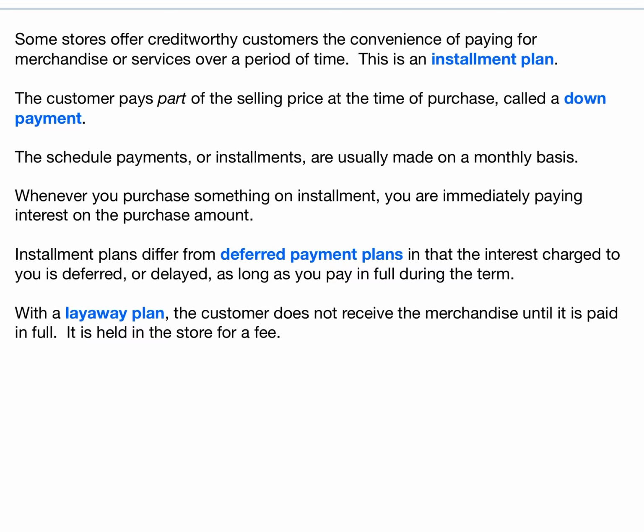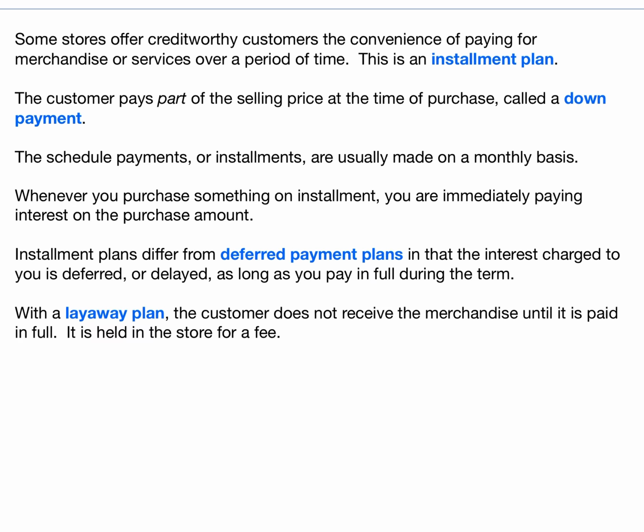So one thing to realize is that when you purchase something on installment, you are immediately paying interest on the purchase amount. So that monthly amount that they describe as your monthly payment will include the cost of the goods and service, plus they tack on a certain amount of interest. So just be aware that you are being charged interest.